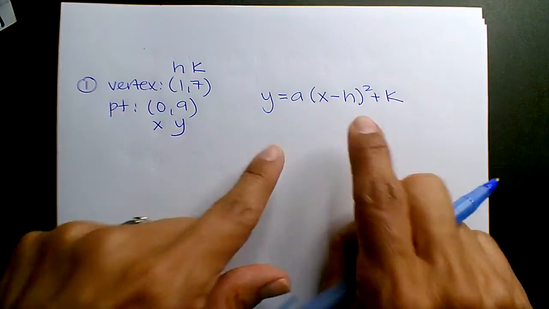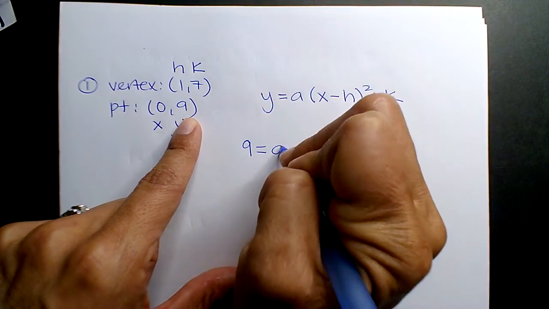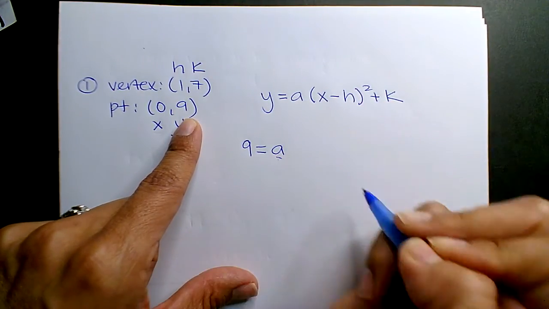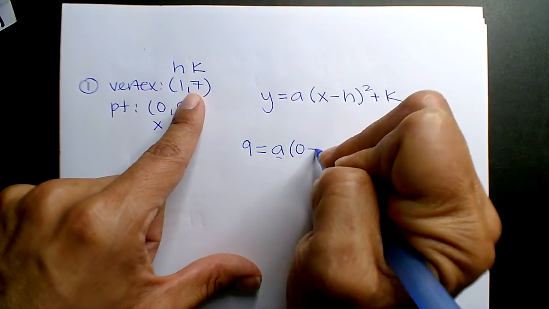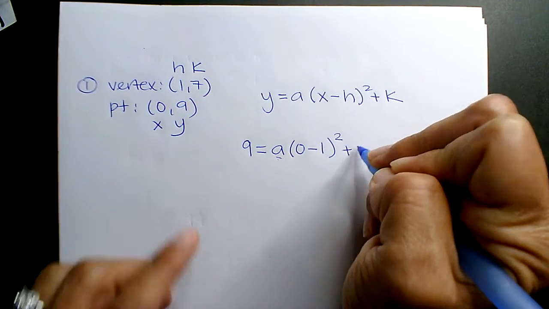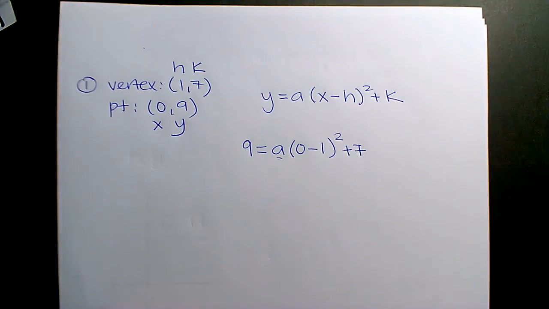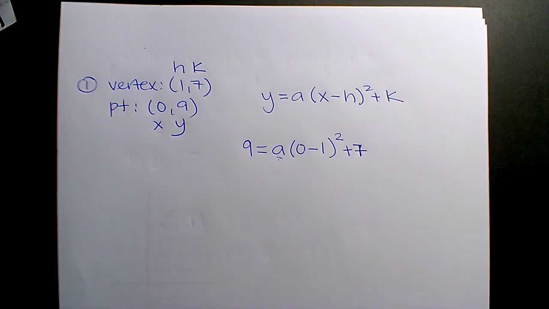All right, so if I substitute, y is 9. a is what I'm looking for. This is what I want. Parenthesis, x is 0, minus h is 1, squared, k is 7. That's an ugly 7. That's a really ugly 7. All right, so easy, right? You just substitute it. Now what do we do?